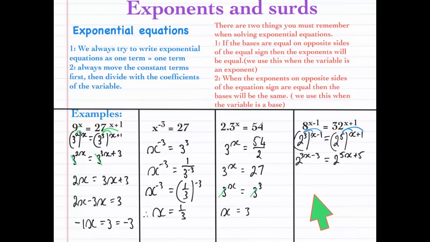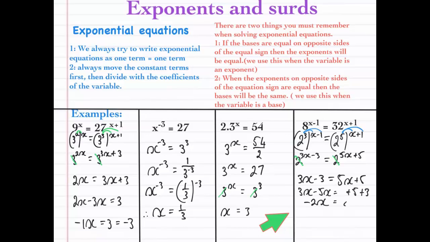Wow, look, the bases now are the same, so we can get rid of them and we can equate the exponents. So 3x minus 3 equals 5x plus 5. And then we move the x's to the one side, the constants to the other side. So it will be basically 3x minus 5x equals plus 5 plus 3. And then we just continue to simplify. So 3x minus 5x, that gives me minus 2x equals 8.